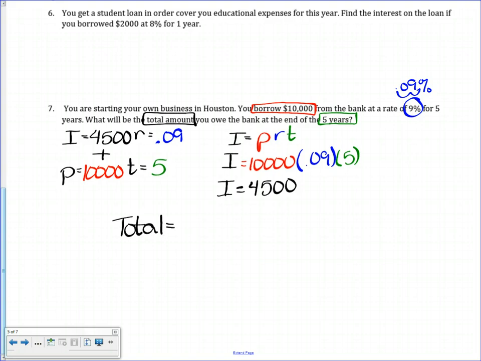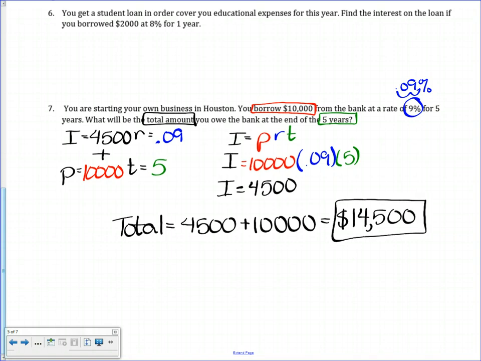So you're going to add the interest back to the principal that you also have to pay back. So you would owe the bank a total of $14,500. Now on your test tomorrow, this interest value, that would be an answer choice. So make sure you go back, read that question, and you pick the answer that answers what this question is asking.